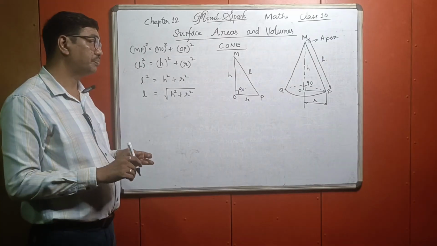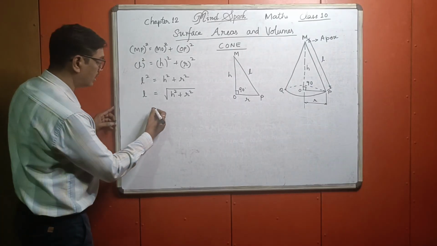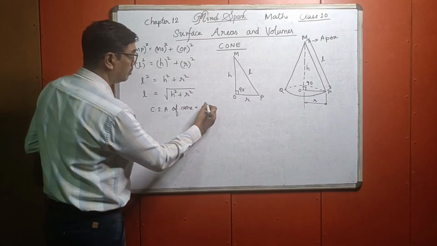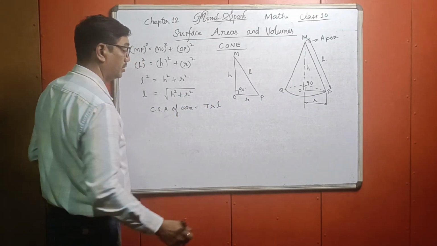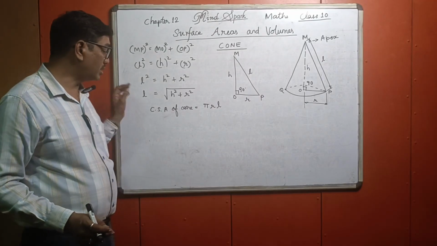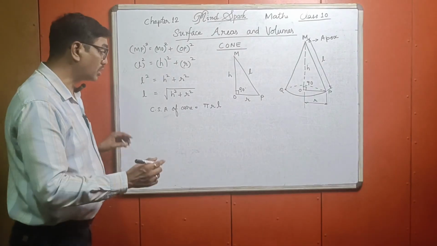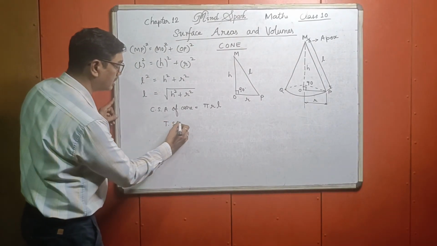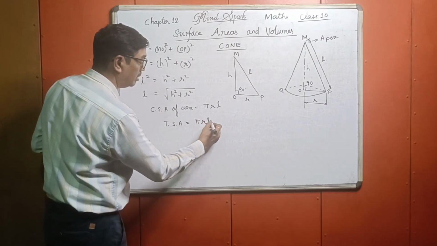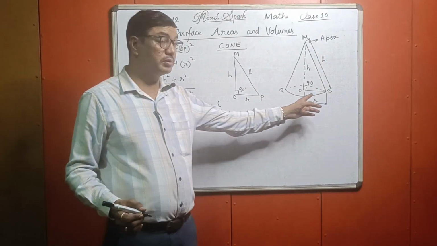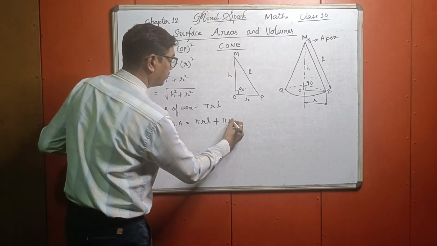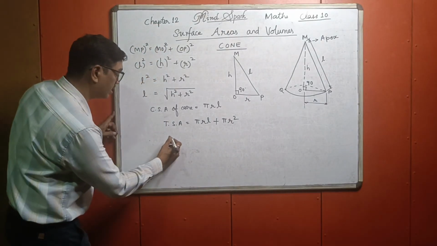After finding slant height, what is the curved surface area? CSA, curved surface area of cone, is equal to pi r L. Before finding this, you have to find out what L is. Then what is the total surface area of cone? TSA of cone is equal to curved surface area, pi r L, plus the area of the bottom. The bottom shape is circular, so it is pi r square.